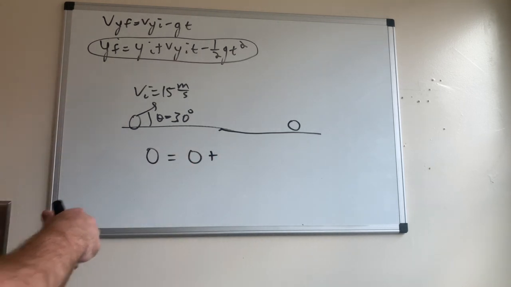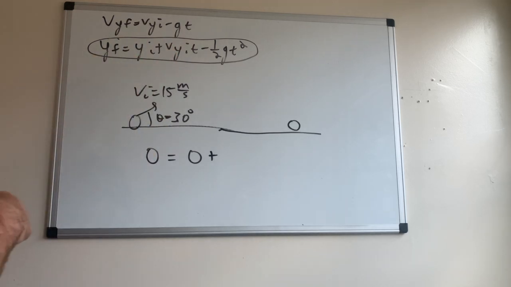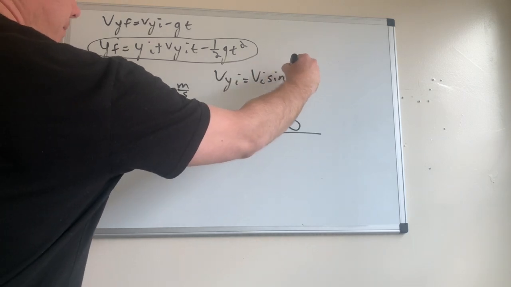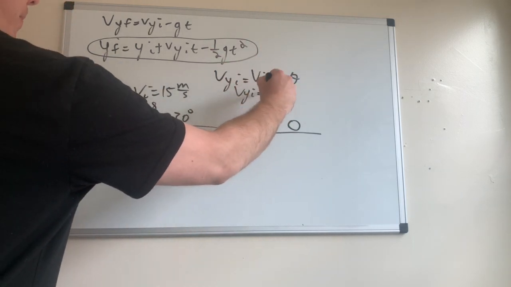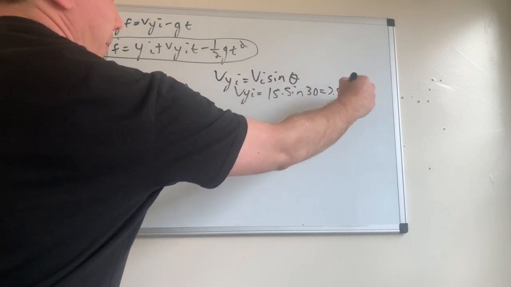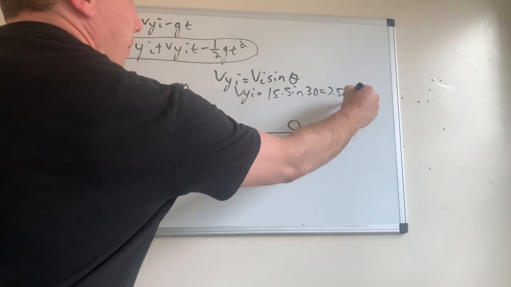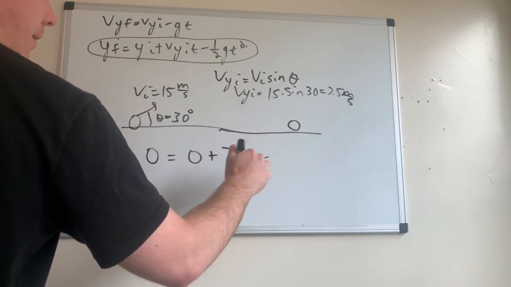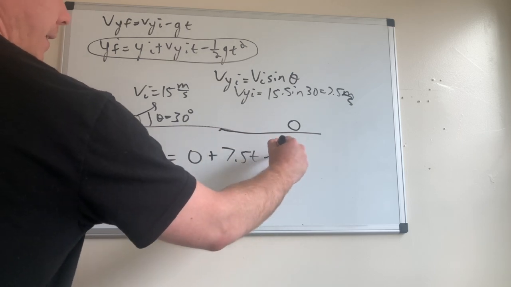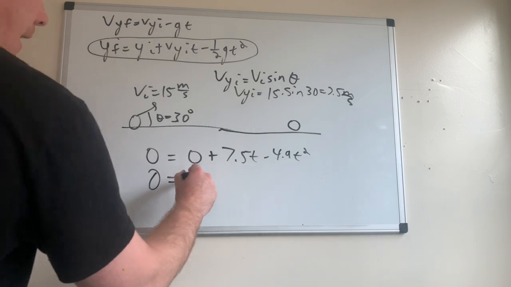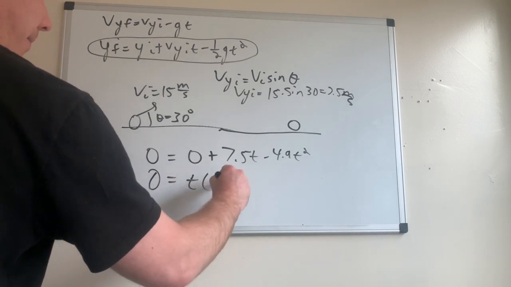Now, one thing you should be careful with is this is the y component of the velocity, and I have to find that using trigonometry. So for this problem, the y component is 15 times sine of 30, which is 7.5 meters per second. So that's 7.5 t. And then this is going to give me 4.9 t squared. So if I solve for t, I can figure out the total time it's in the air.